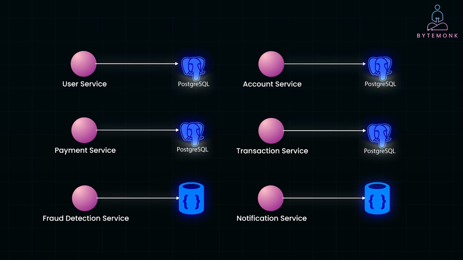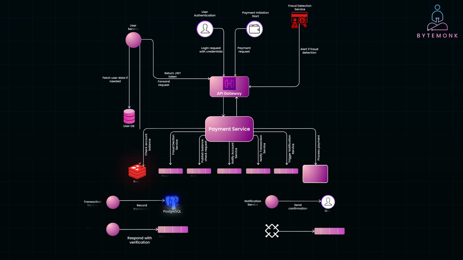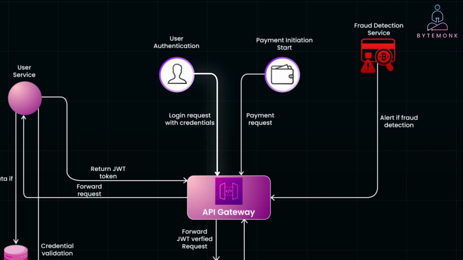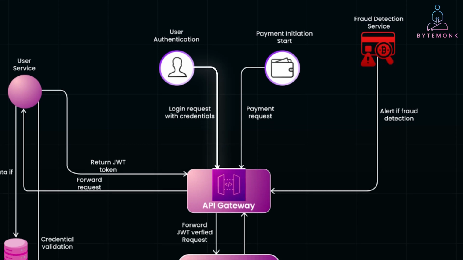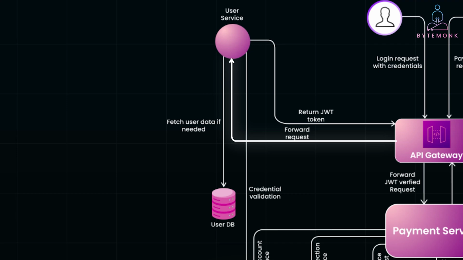Alright, now that we have laid out all the components and basics, let's explore the service layer and how all these components interact during a typical transaction flow. So, the user initiates the login process from a web or mobile app by sending credentials to the API gateway. The API gateway sits behind a load balancer which distributes the incoming requests across multiple API gateway instances for high availability. The API gateway forwards the login request to the user service.